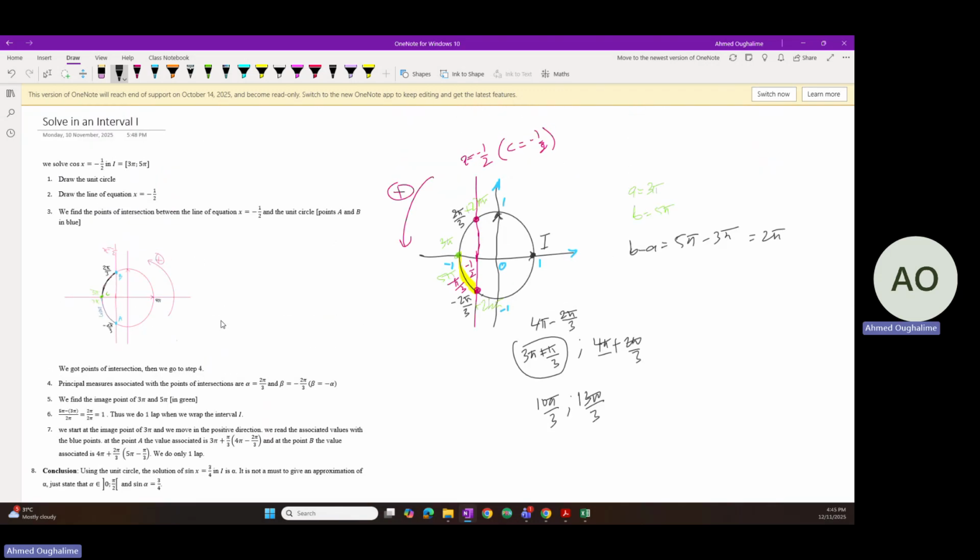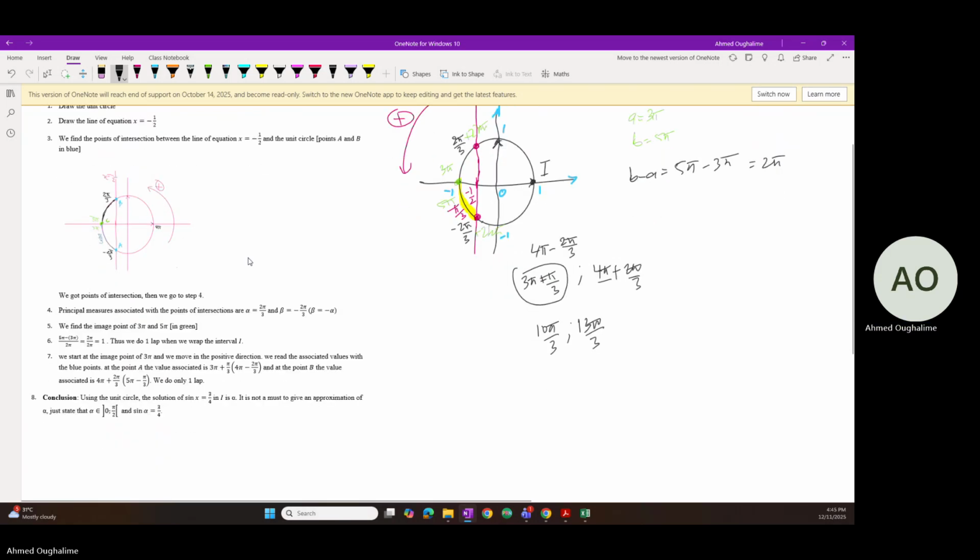There's a mistake here, right? So here, for the conclusion, it's not a good one. Here it's okay, because I can just go till 5 pi. I may start at this point, go to 5 pi, go back pi over 3, and get my second value. So sorry, the conclusion is not a good one.